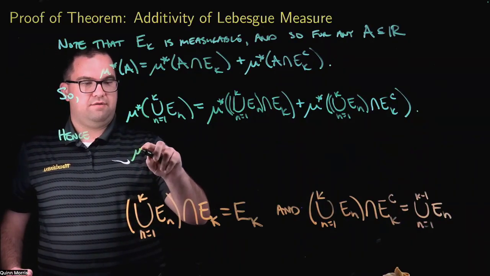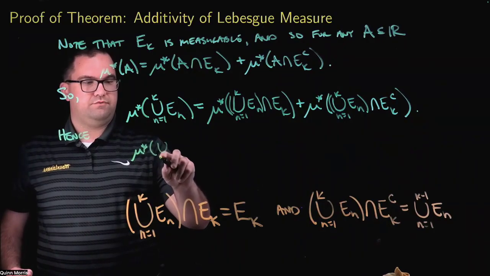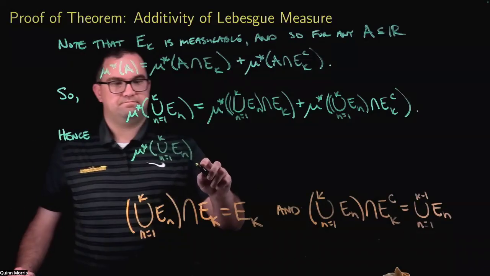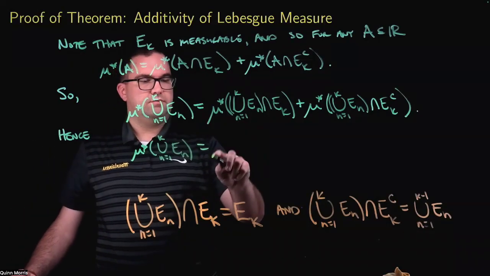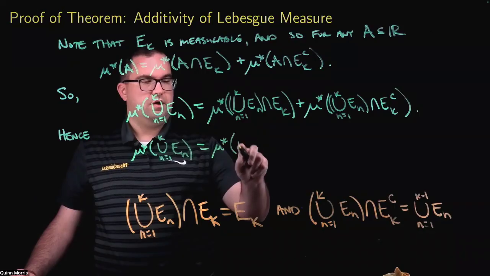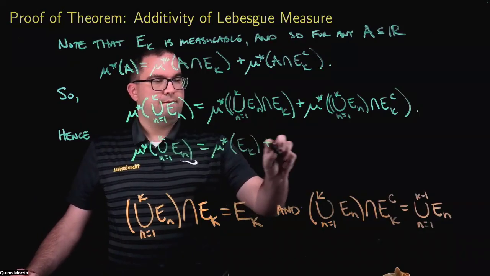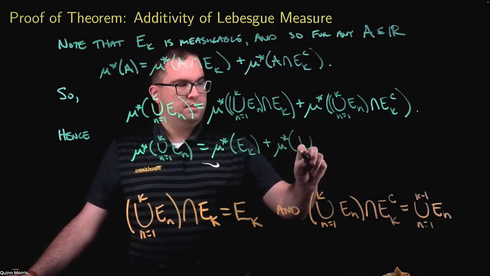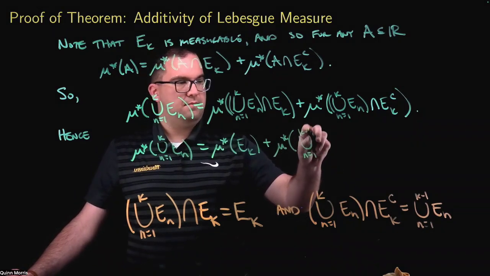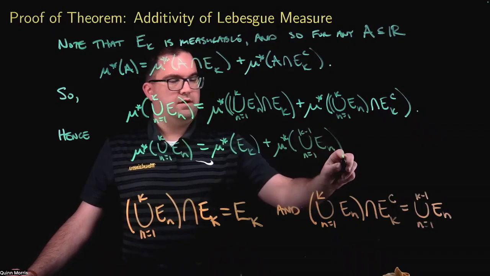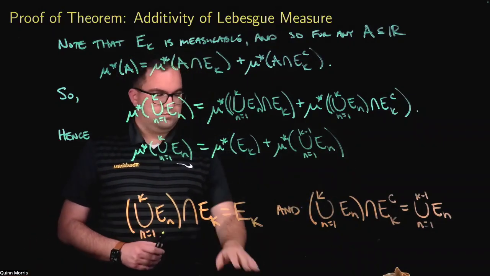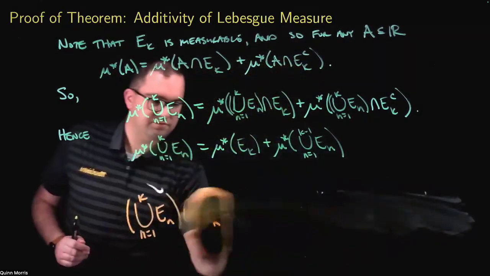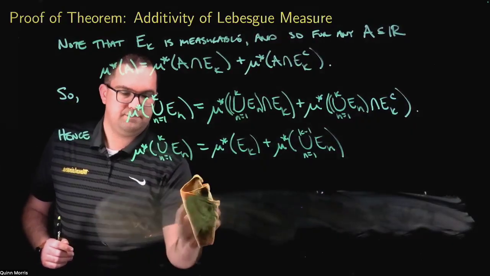So I have mu star of the union n equals 1 up to K of En, which is equal to, this is just mu star of EK plus mu star of the union n equals 1 up to K minus 1 of En. All right, now I can get rid of these set theory calculations I had done.